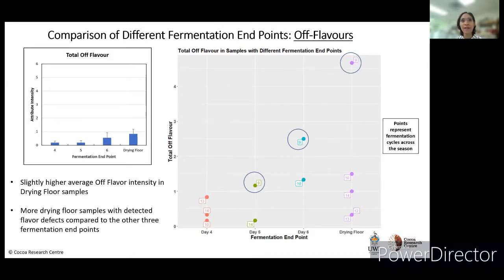So from day 5, so that's this green circle dot here, we notice off flavors. And what we see is that the longer that this is left to ferment, the higher the intensity of the off flavors became. So the circled green day 5 dot here, you see it's just above 1. The blue day 6 dot next to it is higher, around 2.5. And then for the drying floor samples, the purple dot, it's all the way up here at over 4. So we see this steady increase in off flavor intensity with longer fermentation in this batch as it became more over-fermented.